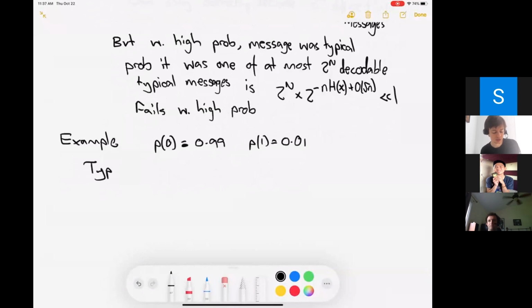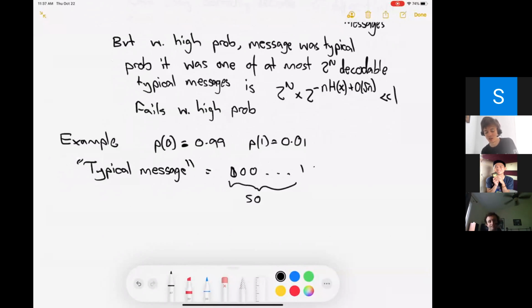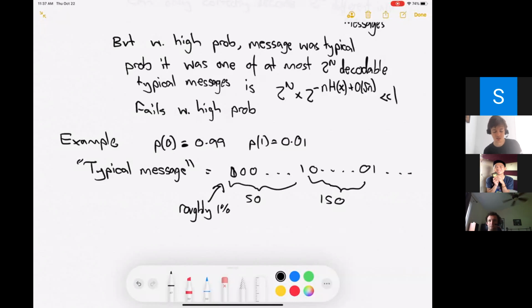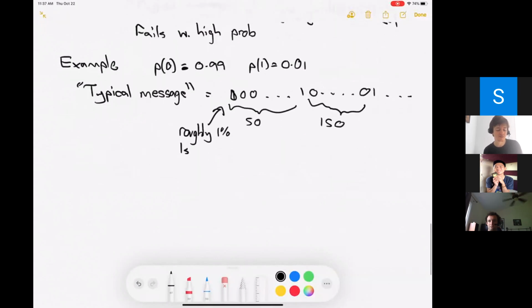A typical message would be something like 0, 0, 0. Like, let's say 50 zeros, and then a 1, and then another 150 zeros, and then a 1, and then so on, right? Roughly 1% of the message will be ones.